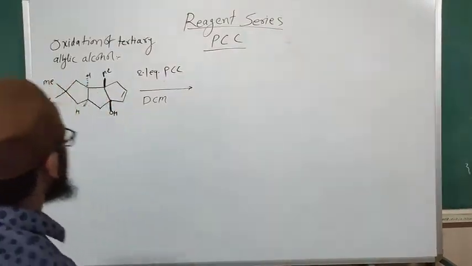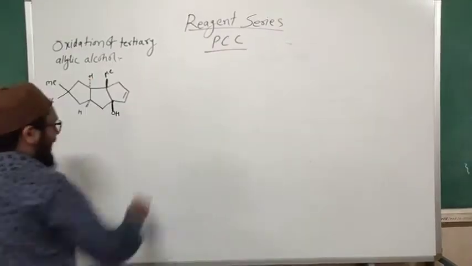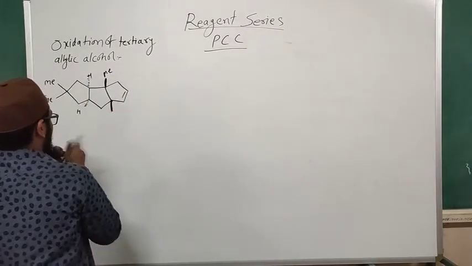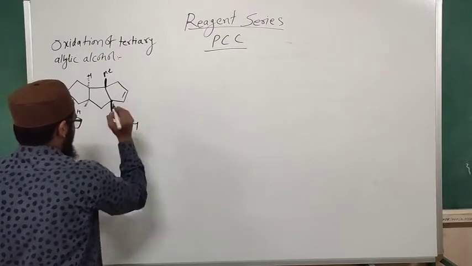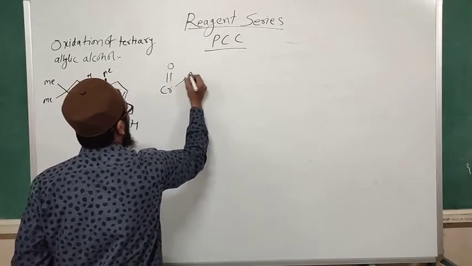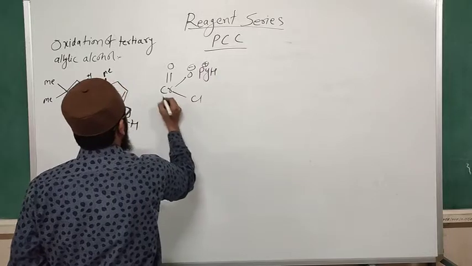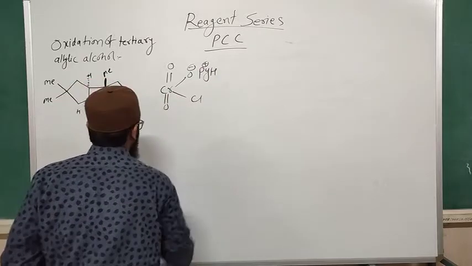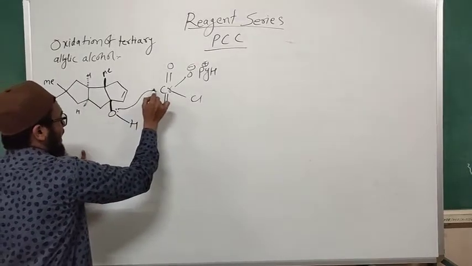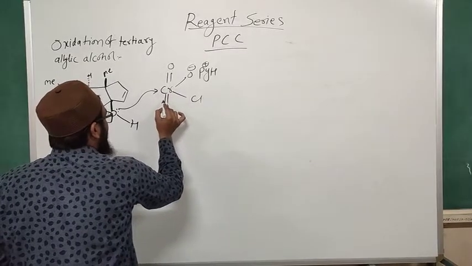Let's move towards the mechanism. For the sake of mechanism, let me write this OH. Okay. Now the structure of pyridinium chlorochromate: O negative, Py H, Cl, double bond. Now look at here. This oxygen has a lone pair. What will it do? It will attack on the chromium. Now, this chromium will break one of its bonds with the oxygen.